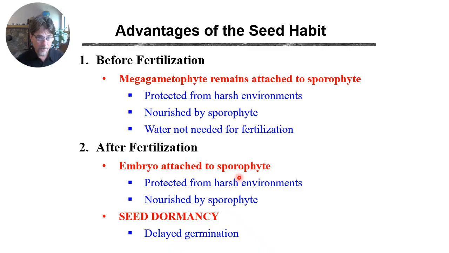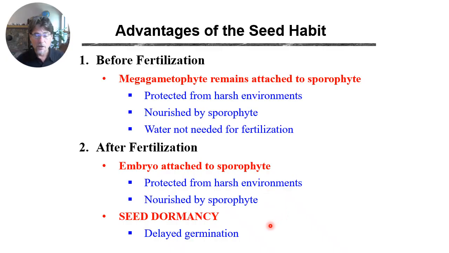After fertilization, many of these same advantages still apply, so now it's the embryo that is attached to the sporophyte, and as before, the embryo is protected from harsh environments. There's a connection between the sporophyte and the gametophyte, so although the embryo is receiving food directly from the remains of the megagametophyte, there's still a transfer of resources from the sporophyte, so that is again going to help with early development of the plant.